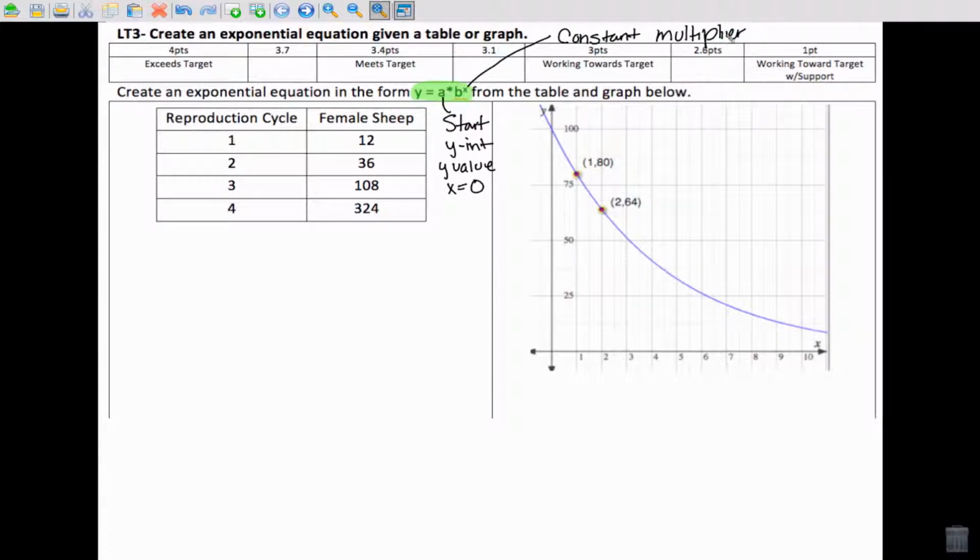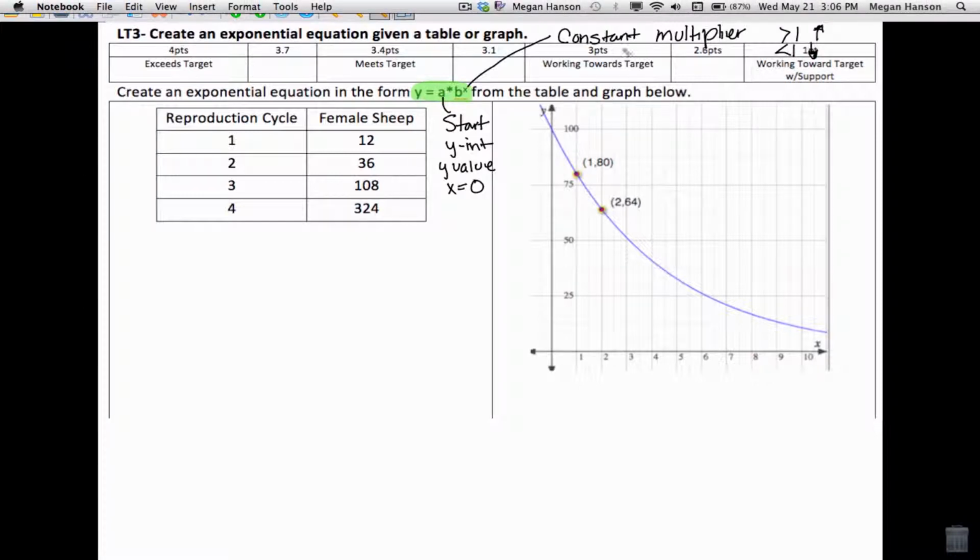So this is what we are multiplying by each time to either make our total go up or our total go down. If b is greater than 1, your total will go up, or your value will increase. If b is less than 1, your value will be decreasing. Less than 1, but greater than 0, I should clarify. All right? So let's take a look at this table.